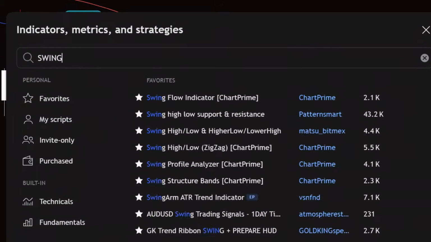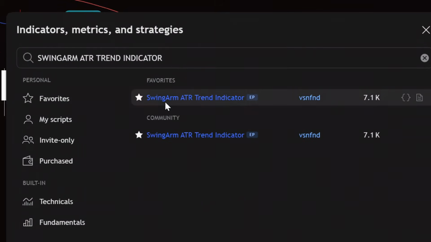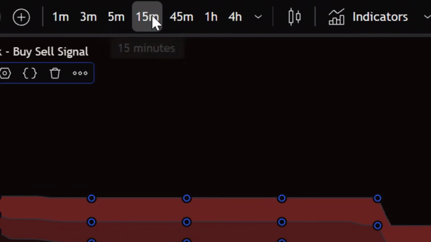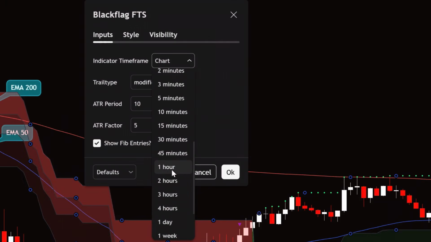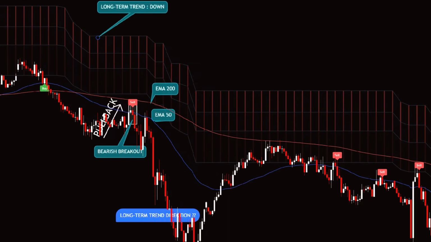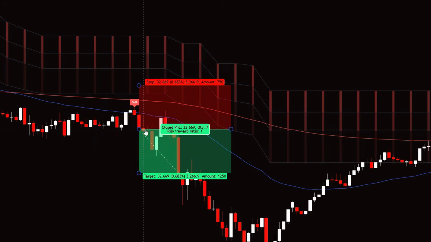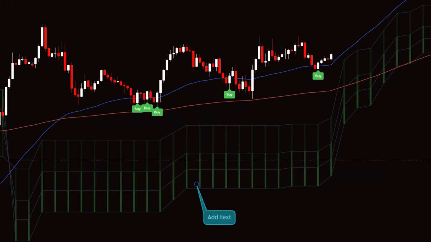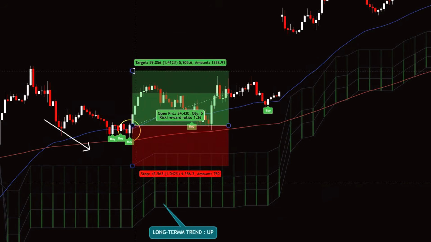Confirm it with the Swing Arm ATR Trend indicator. Set it 1 or 2 time frames above your chart. If you're on the 15-minute time frame, check the 1 hour time frame. ATR period 10, ATR factor 5. If price is sitting below that ribbon, the bigger trend is down, so your sell signal holds up. Same thing works in reverse. Price above the ribbon confirms the bigger uptrend and your buy signals are good.